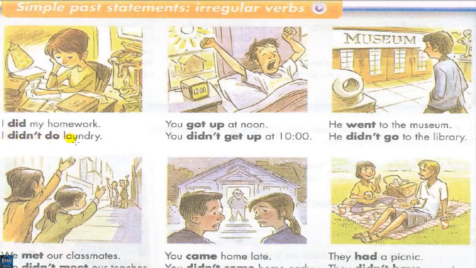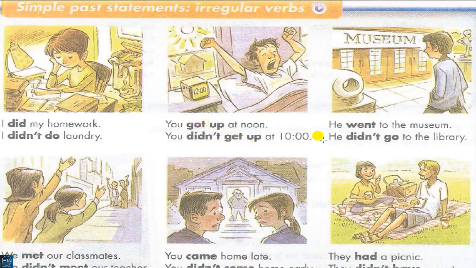I didn't do laundry. So I did my homework. I didn't wash the clothes. You got up at noon, at 12 o'clock in the middle of the day. You didn't get up at 10 o'clock. Get up, T, soft D. The verb get up, American get up. The past, got up. So get up, got up.